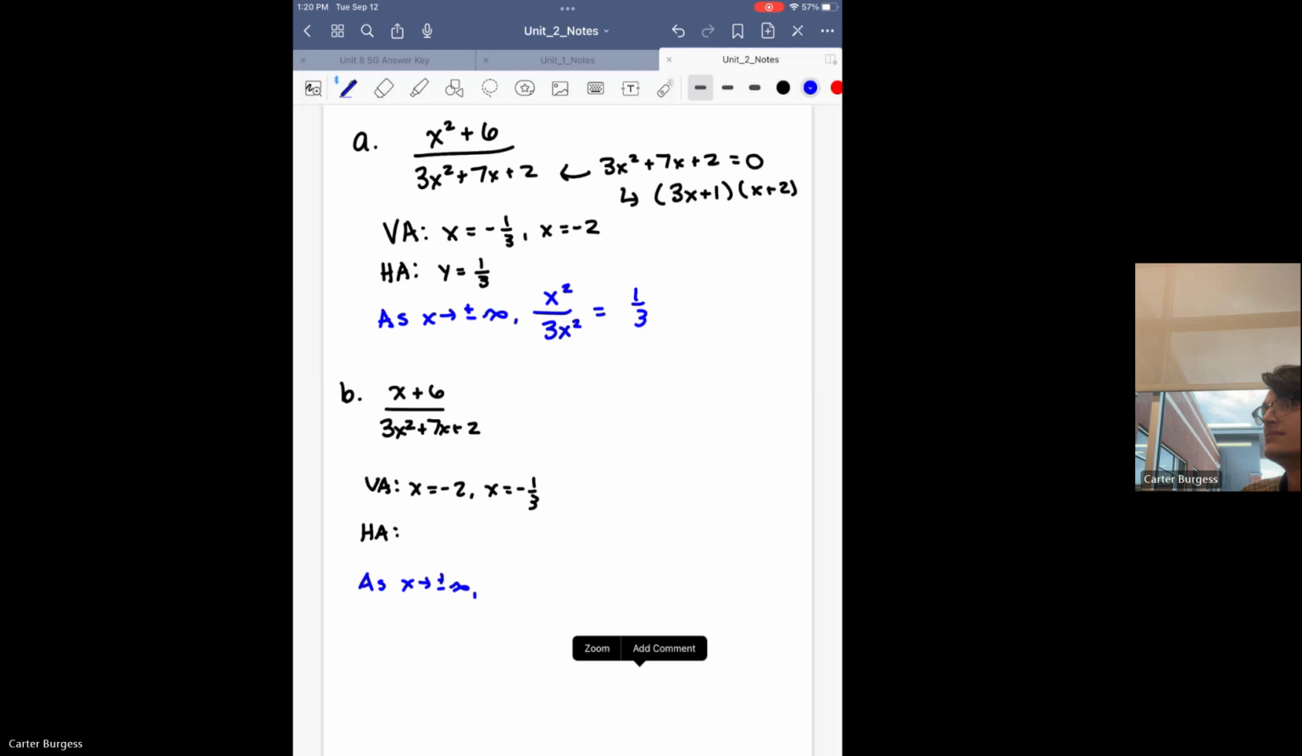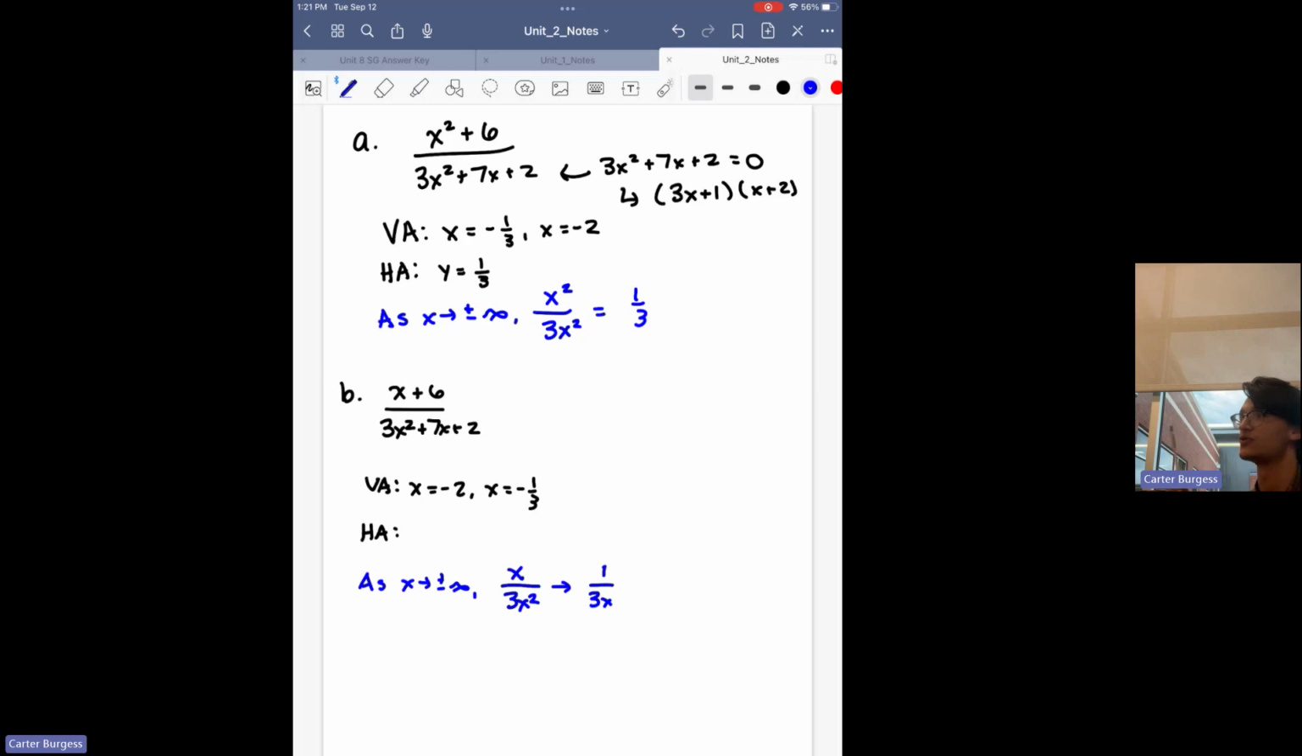What stops mattering in the numerator? The plus 6 stops mattering, so we're just going to focus on the x. And in my denominator, what stops mattering? Still the 7x plus 2. So again, just focusing on this 3x squared, what is this going to simplify down to? 1 over 3x. Now, this is not the equation of a horizontal line.